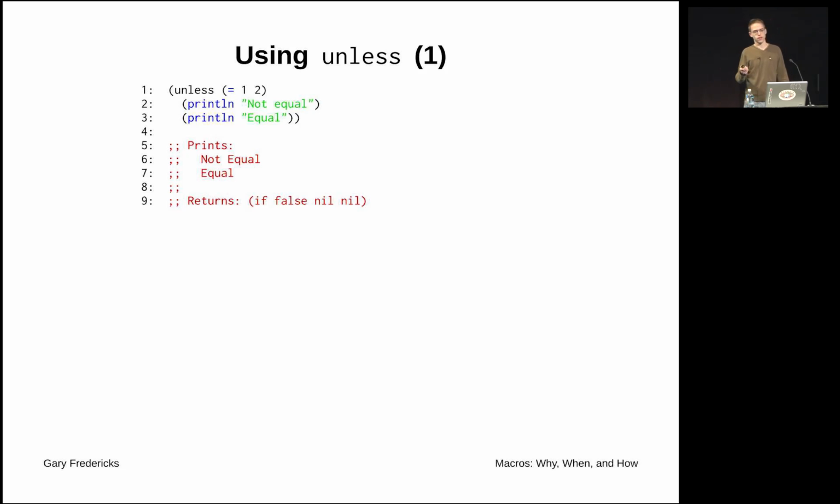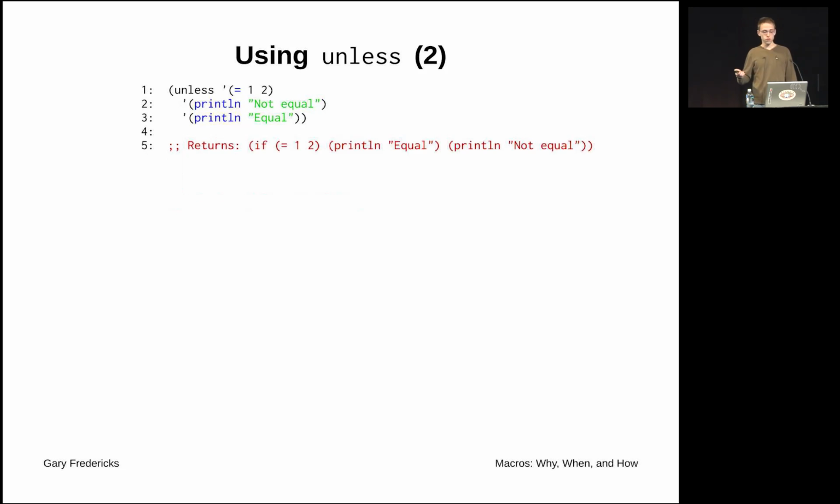Because if we use it like this, then this equals function is being called and evaluates to false, and then the print lines run and they return nil, and so we pass in false and 2 nils, and both the things print and we get returned if false nil nil, which is not what we wanted. But we know how to pass in code, we need to quote it.